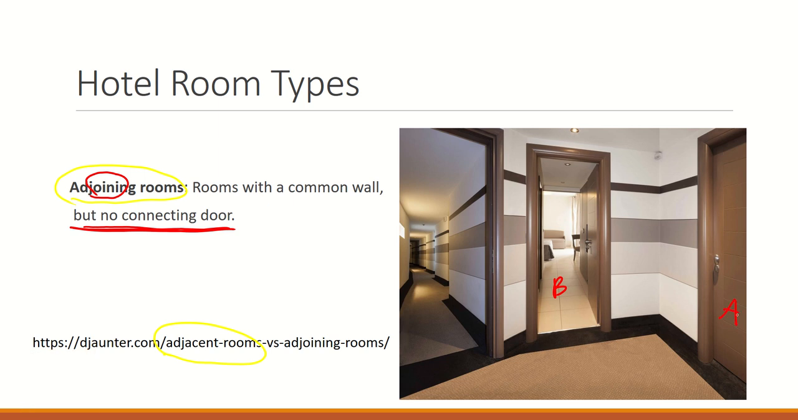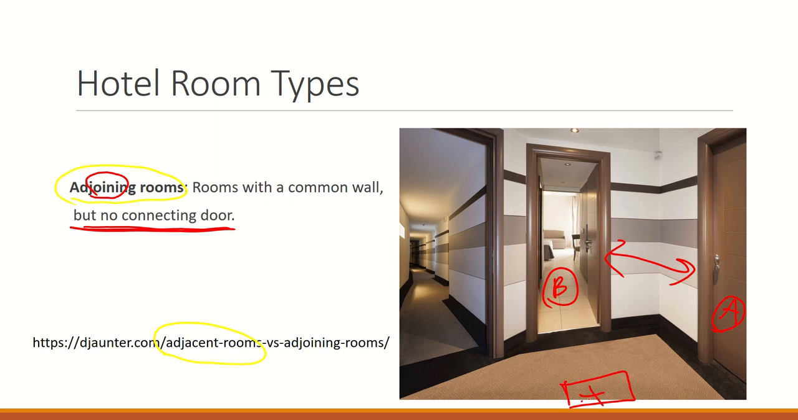This is A and B. This is adjoining, join, next to each other. And sometimes in some websites, they also define adjacent as adjoining, right? But the difference for adjacent is that the adjacent can be the room which is opposite.